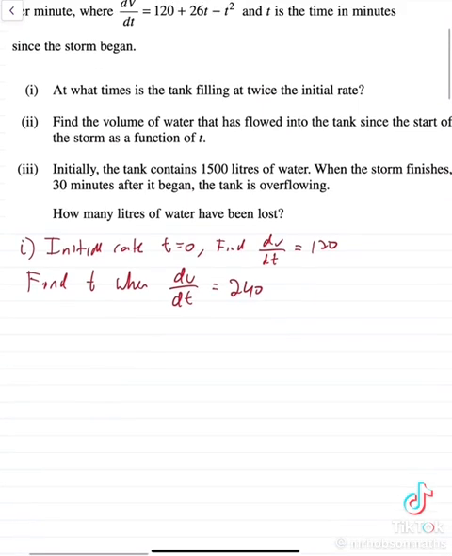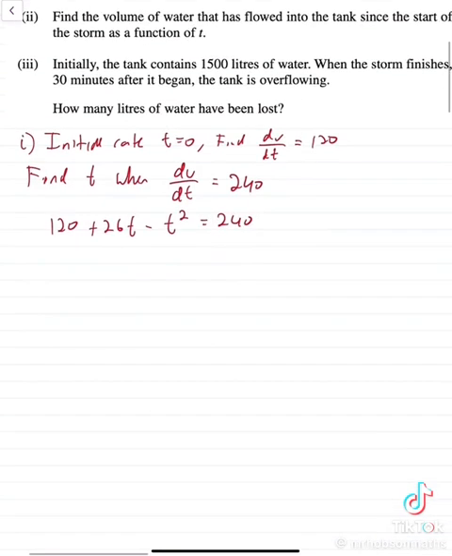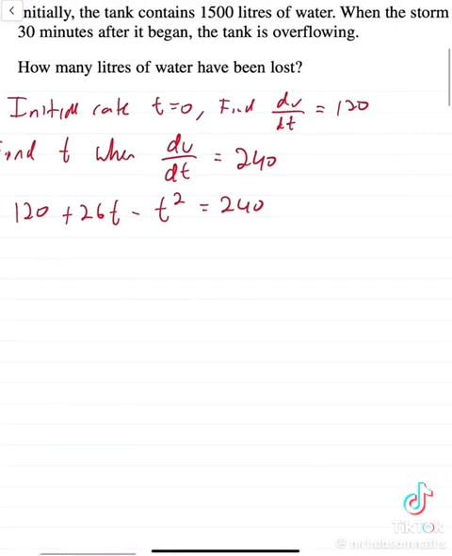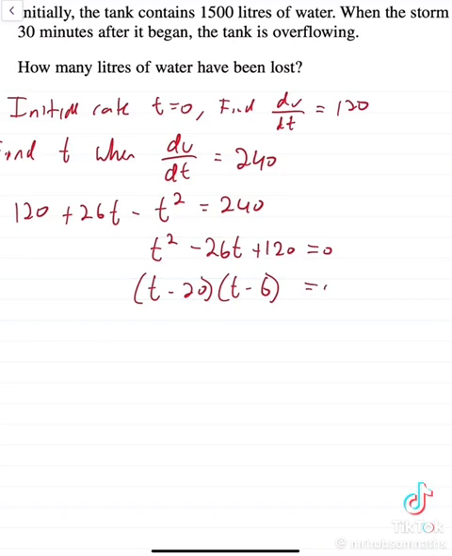So 120 plus 26t minus t squared is equal to 240. Making that into a quadratic where t squared is positive, we get t squared minus 26t plus 120 is equal to 0. So that's going to give me t minus 20, t minus 6 is equal to 0, and therefore t equals 20 minutes and t equals 6 minutes.